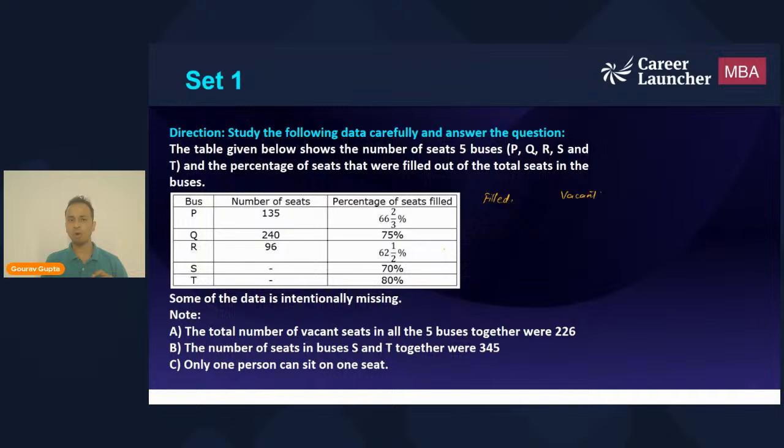Okay. So I want it from each and every one of you. Can you tell me this particular thing for bus P? Bus P, what is the number of seats filled and what is the number of seats vacant? Can you write these two numbers? Come on, those who have done the calculations, quickly write these numbers.